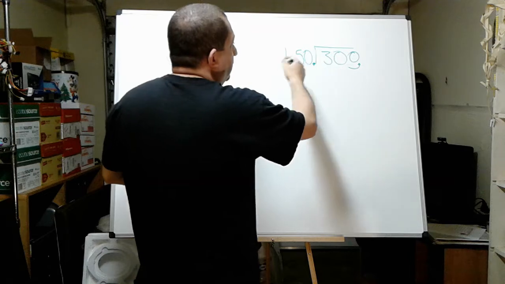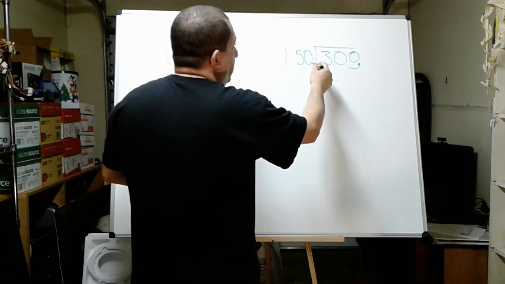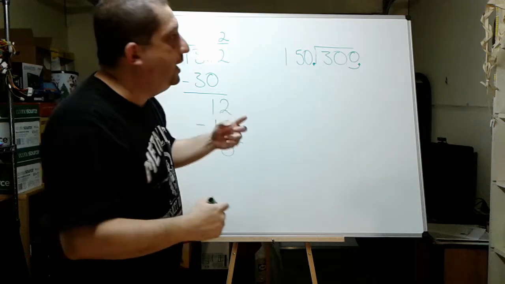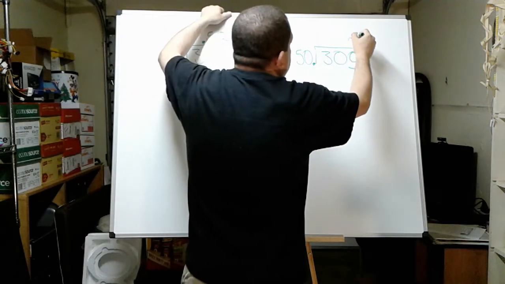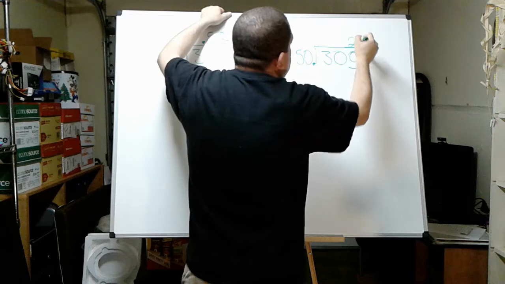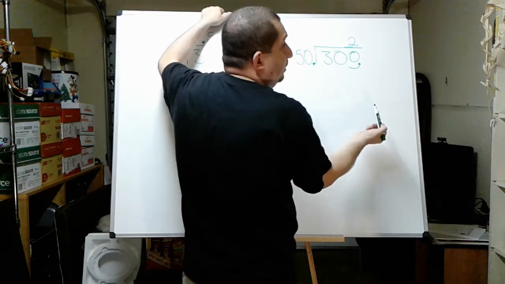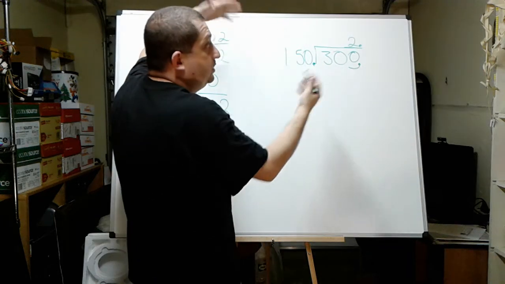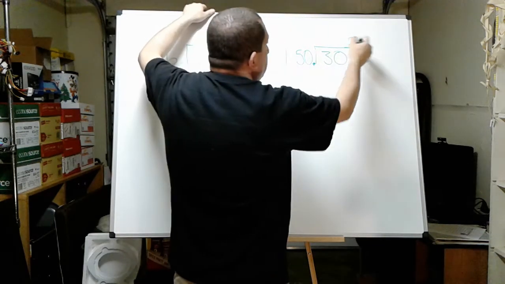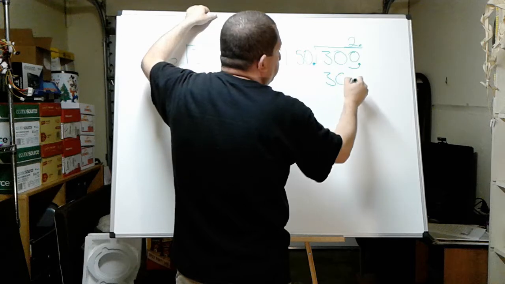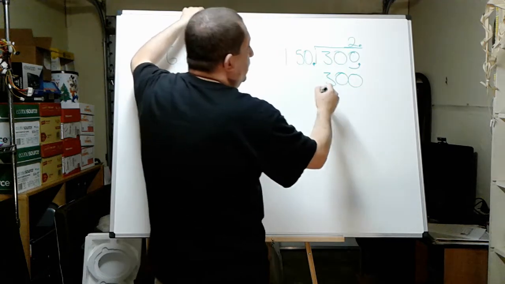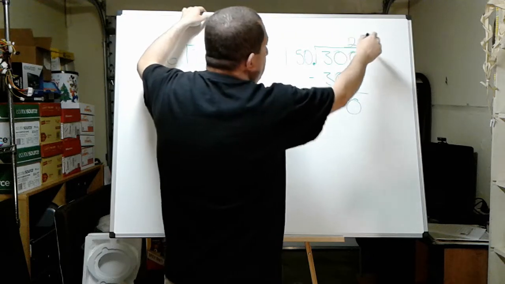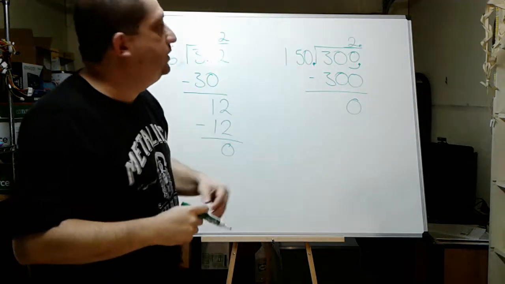Now I have 150 into 300. How many times can the 150 go into that 300? 2 times. So I'm going to put my 2 right here, on the last 0. No need to move this decimal period, or you can if you want to, but it's just going to be equal to a whole number. It's going to be equal to 2 anyway. 2 times 150 is equal to 300. 300 minus 300 is equal to 0. And the result for this division is 2.